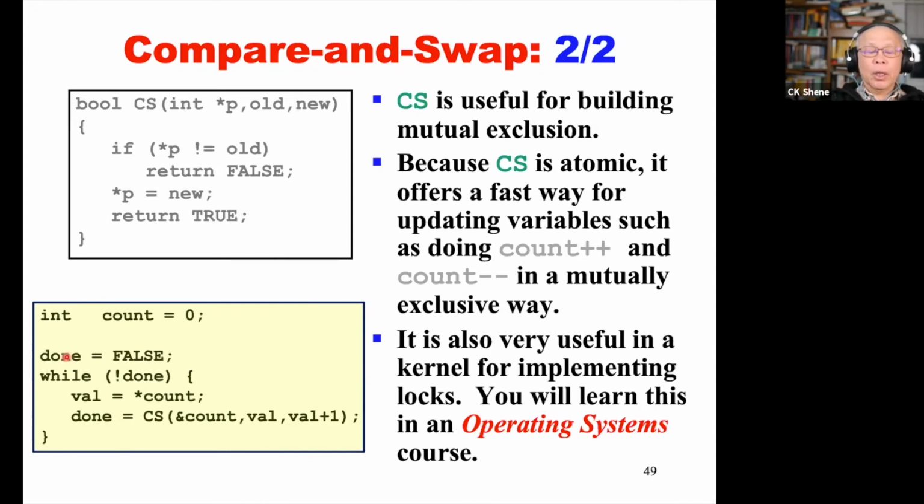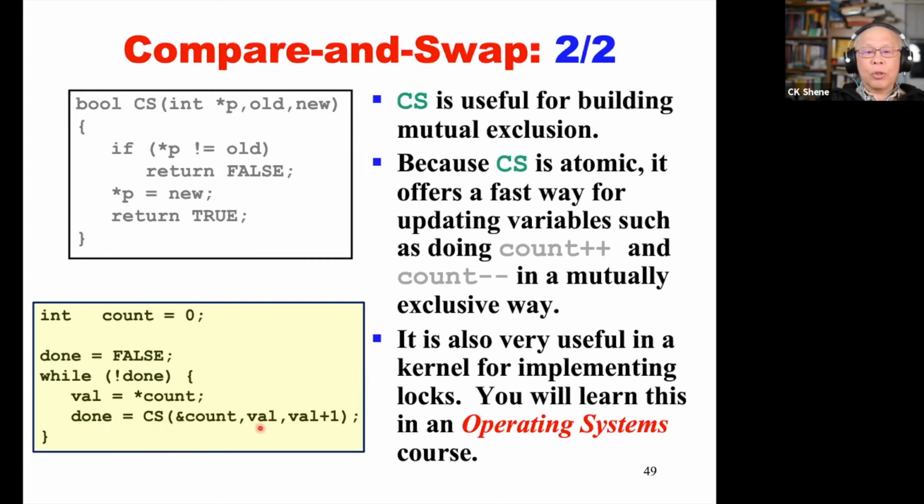So initially done is set to false. As long as it's not done, we retrieve the value of count to a local variable VAL. And then we want to update the count value by adding 1 to it. And then we use the CS instruction to do it.